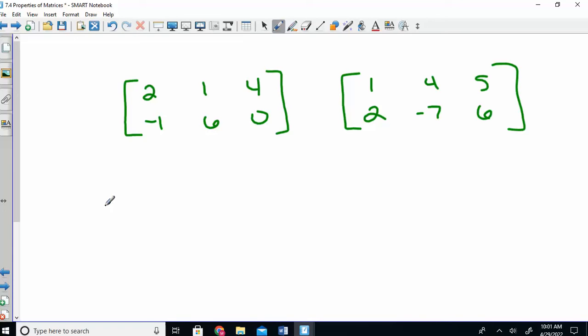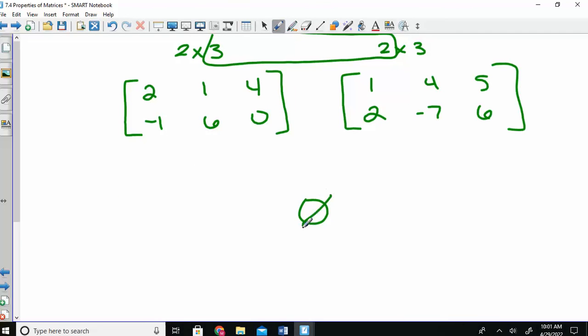So what's the first one? 2 by 3. Second one, 2 by 3. Can I multiply? No. So my answer is just no solution. We cannot multiply those. Alright. Do I need to do more multiplication?